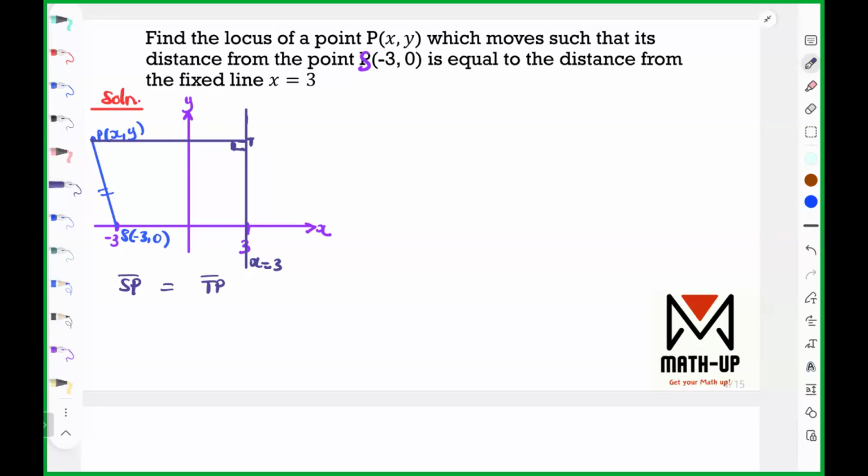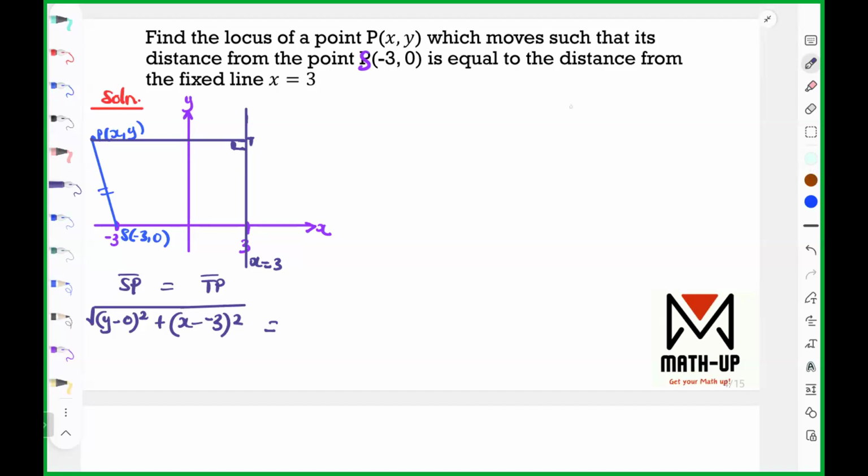So I'll substitute my values. Distance SP is the distance between 2 points. So if I substitute, I'll have the square root of (1 minus 0) squared plus (x minus negative 3) squared, is equal to the distance TP. Now for TP, I'm going to apply the formula for getting the perpendicular distance I've told you.